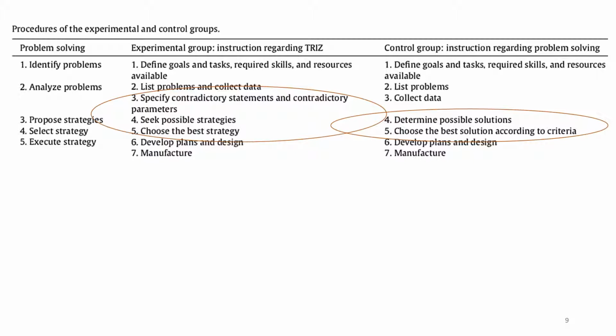So we can see that there is a difference with steps 3, 4 and 5 mainly. So there are some differences, but the main difference is that the experimental group using TRIZ actually needs to specify contradictory statements and contradictory parameters, and then seek some strategies to solve those contradictions, which the control group using the regular problem-solving approach did not do.